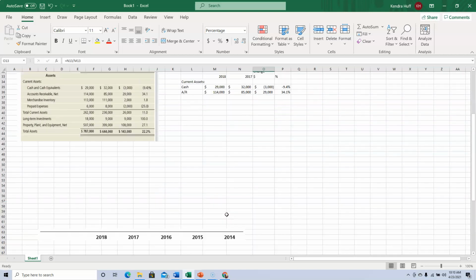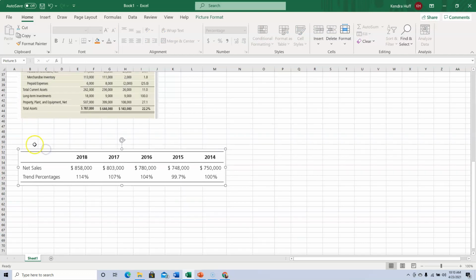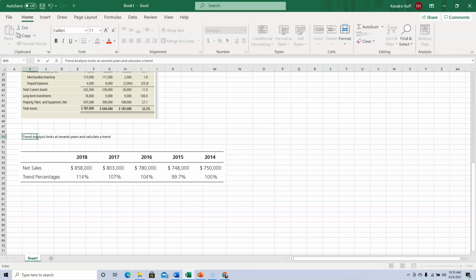But all right. Another type of horizontal analysis is a trend analysis. All right. A trend analysis looks at several years and compares, well, and calculates a trend. Okay, so here they have it set up. Let me show you how they're doing it.